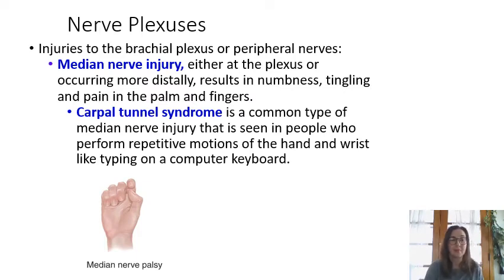All right. A median nerve injury. So the median nerve goes right down the middle of the arm. So a median nerve injury is going to cause numbness and tingling in the fingers. Carpal tunnel syndrome is an example of a median nerve injury. So this happens when you've got inflammation underneath the carpal tunnel, which is a ligament that holds some of your carpals together. When you've got inflammation under there, there's no room for the tissue to stretch. So pressure gets put on that median nerve, which causes carpal tunnel syndrome.